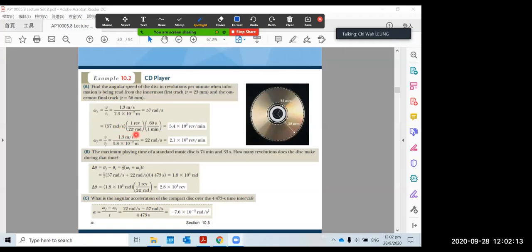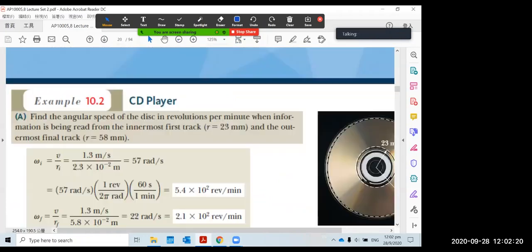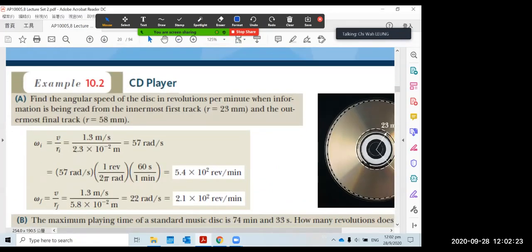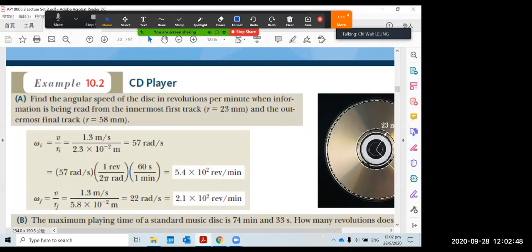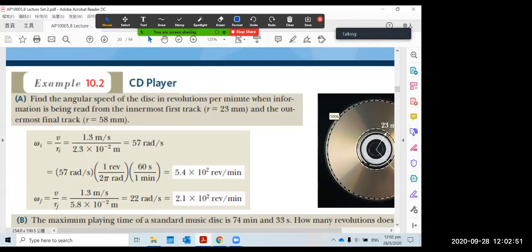Now, this is a good example. It tells you how the conversion should be done. The idea is you are not changing the physical meaning of the number. You are still having 57 radians per second. So what you could do is multiply everything by 1. But this 1 has a very important meaning. This 1 could be a ratio, the ratio of angles, in terms of revolution or in terms of radian. So this 1 is 1 revolution over 2 pi radians.